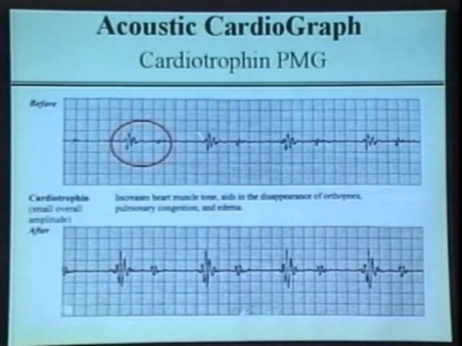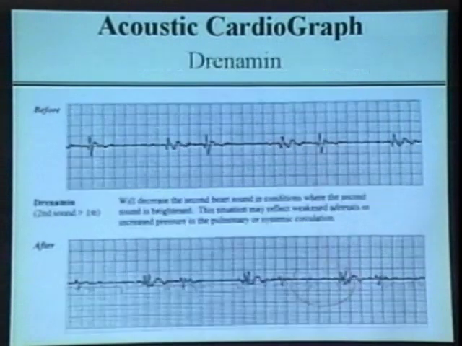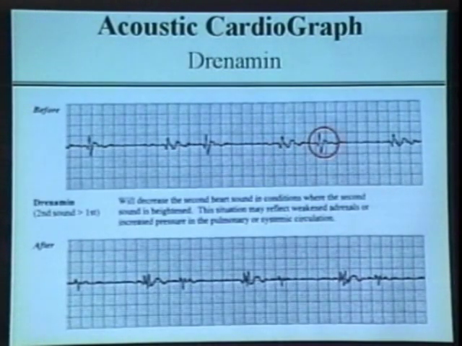Decreased height primarily of the first sound, S1, indicates a lack of efficient muscular contraction. Thus, supporting the growth in muscle tissue with Cardiotrophin PMG and/or giving the tissue increased oxygen availability with Cataplex E2 provides such support. Increased height in relation to the 3-to-1 pattern primarily of the second sound S2 indicates a need for adrenal support. Blood pressure resistance, which causes the valves to slam shut, results in an increase in the height of the sound. This pattern is most easily recognized when recording the pulmonary valve.